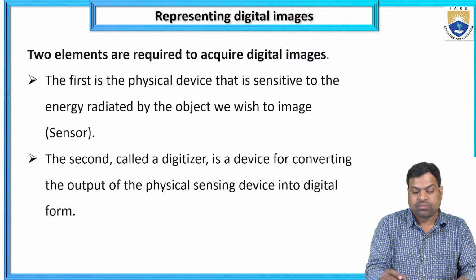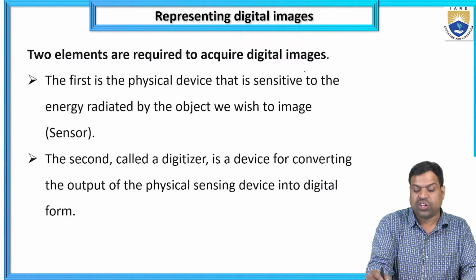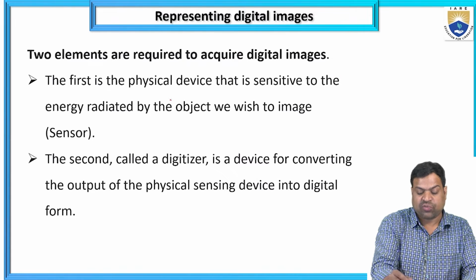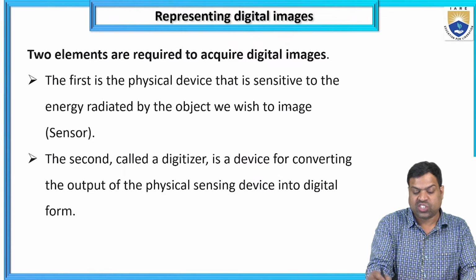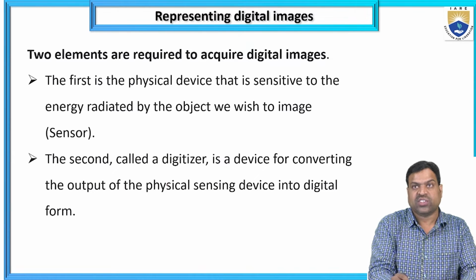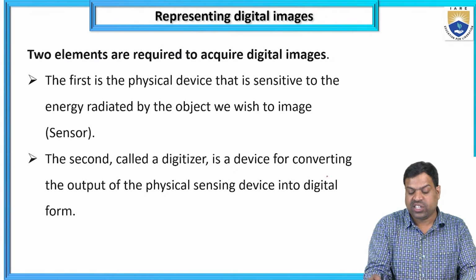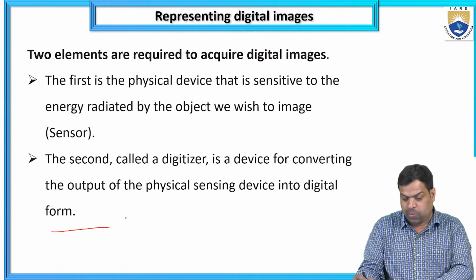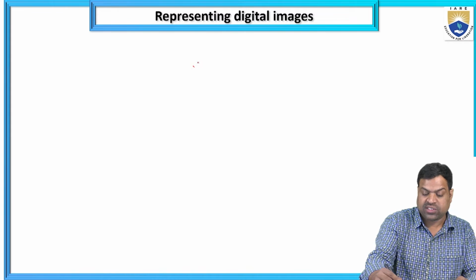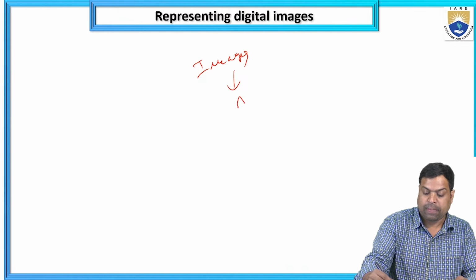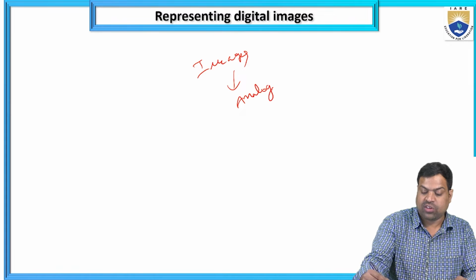Next, two elements are required to acquire digital images. The first one is a physical device that is sensitive to the energy radiated by the object we wish to image, called the sensor. The second is called the digitizer, a device for converting the output of the physical sensing device into digital form. So the images I am taking are analog and digital.